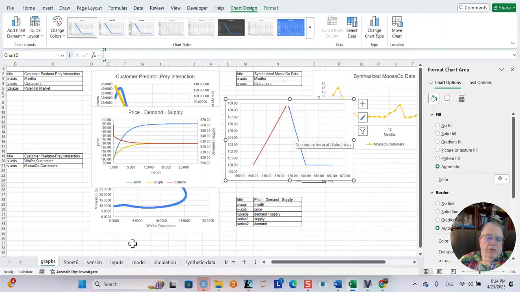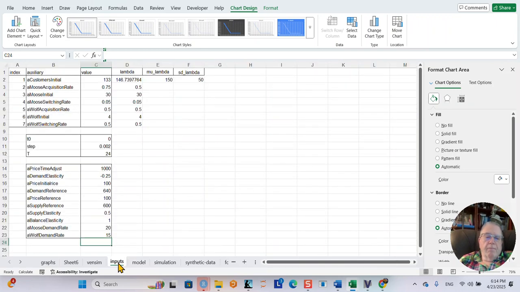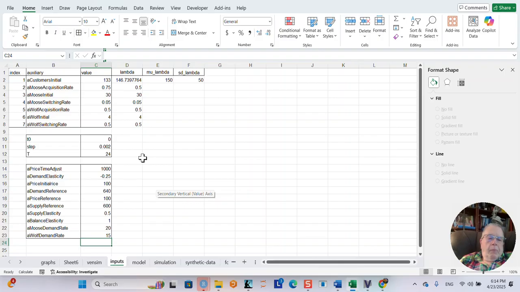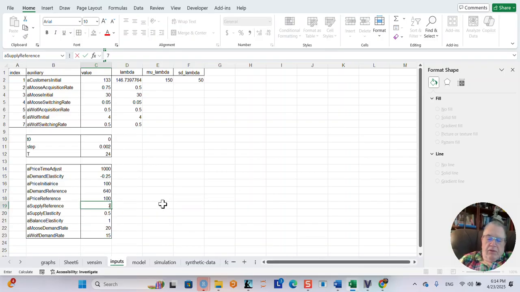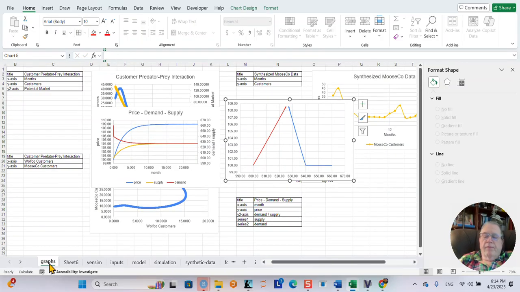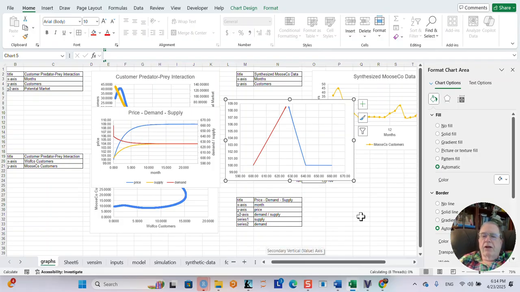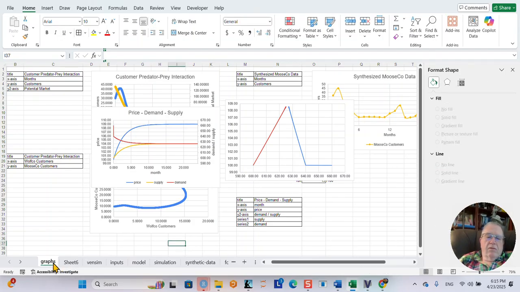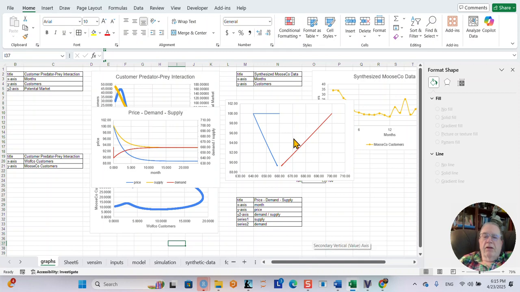Okay. The other interesting thing to note is what would happen if we had plenty, and this is the reference, we had 700. We have an excess supply. And let's see what happens there. Still the same thing going on. Okay. We have an excess supply. That didn't happen. Oh, there we go. Now we got something.